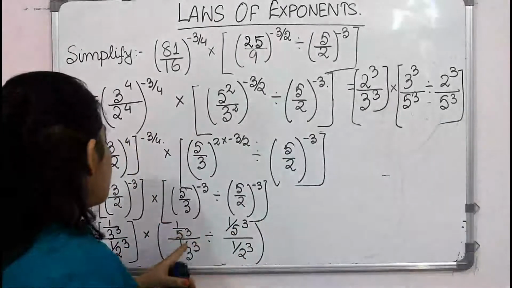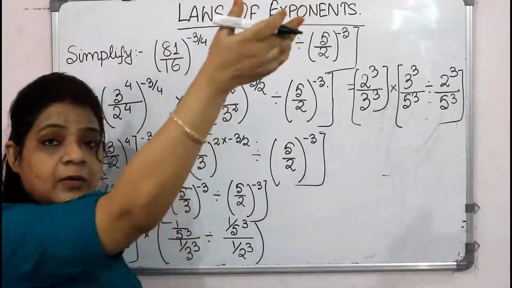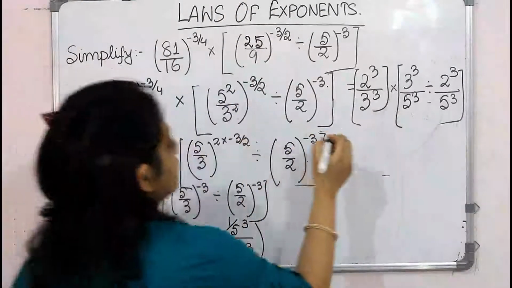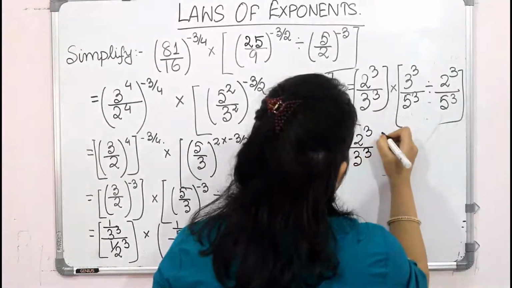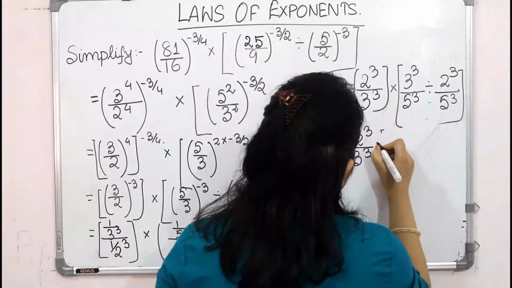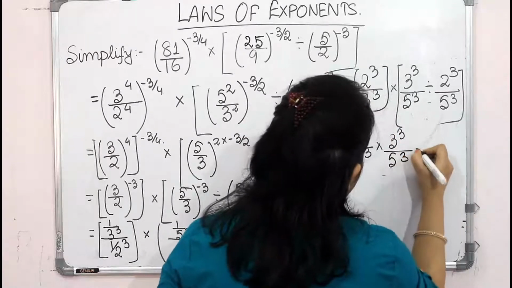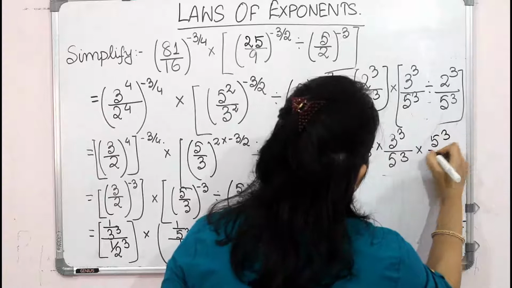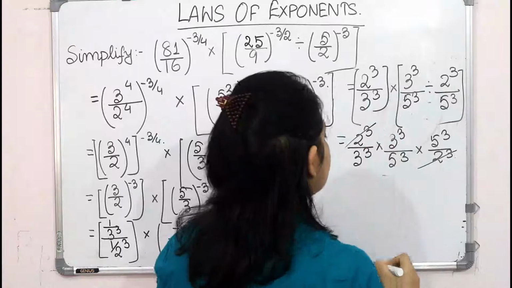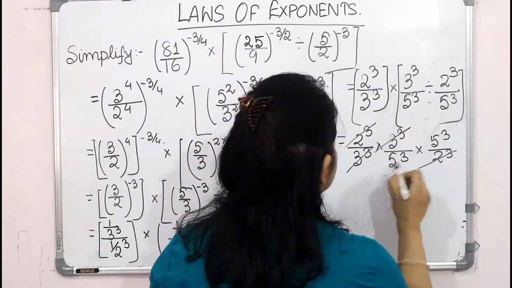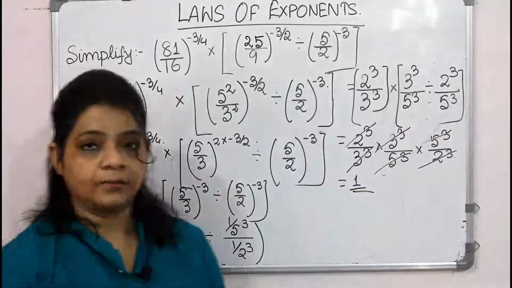Okay. So 1 by 5 to the power of 3 divided by 1 by 3 to the power of 3. So 3 to the power of 3 will be above this. So this will become 2 to the power of 3 by 3 to the power of 3. Okay, and into 3 to the power of 3 by 5 to the power of 3 into 5 to the power of 3 divided by 2 to the power of 3. So 2 to the power of 3, 2 to the power of 3 you can cancel. This also you can cancel. This you can cancel. So ultimately the answer is 1.